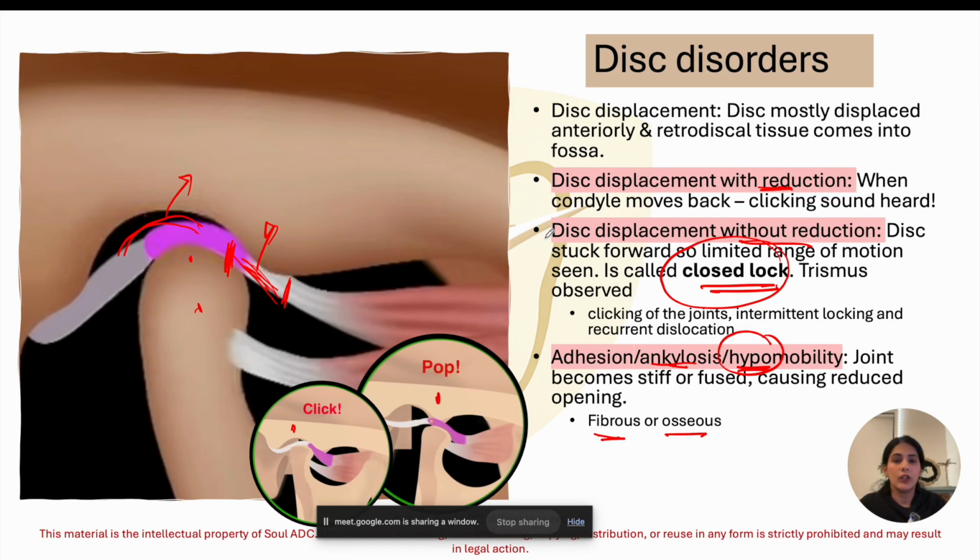So, I was discussing disc displacement with reduction and disc displacement without reduction. Just imagine reduction is something which is going to go back, so things can still be improved. However, when I say without reduction, I am saying it is getting locked in a place and will not improve. Let me explain it again.